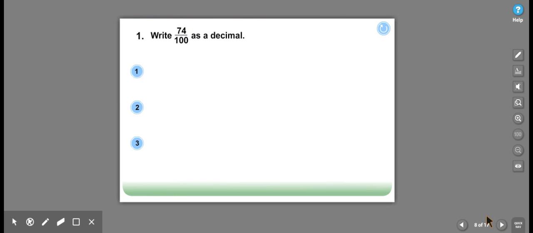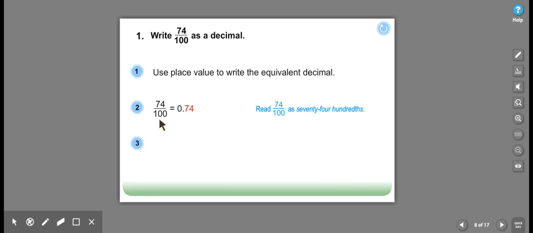Example 1. Write 74 over 100 as a decimal. We're going to use place value to write an equivalent decimal. The fun part about having denominators that are powers of 10, like 10, 100, 1,000, is that you can use place value to write the decimal equivalent. So 74 over 100 is read as 74 hundredths. We know that 74 hundredths is written as 0.74. So 74 over 100 is 0.74.